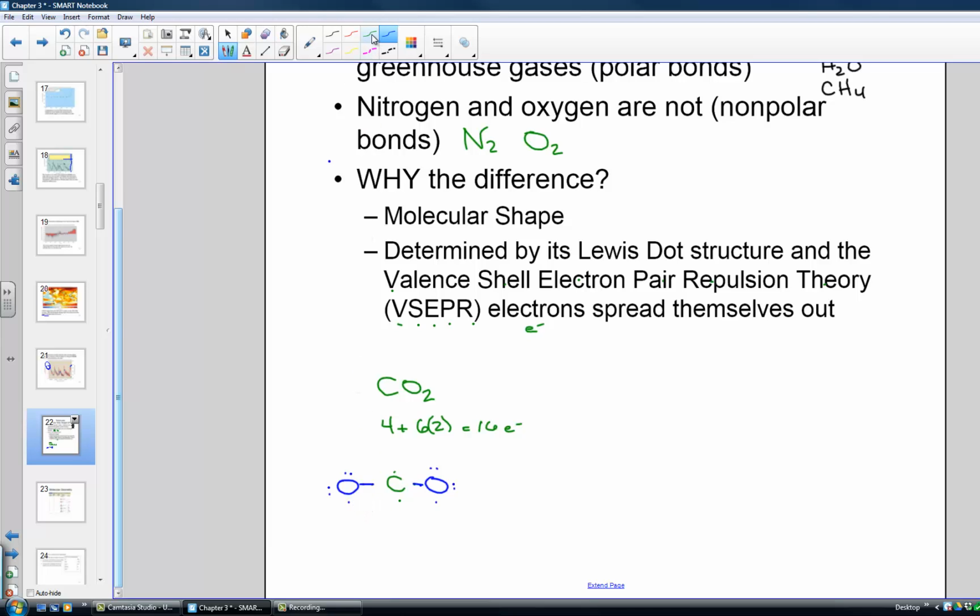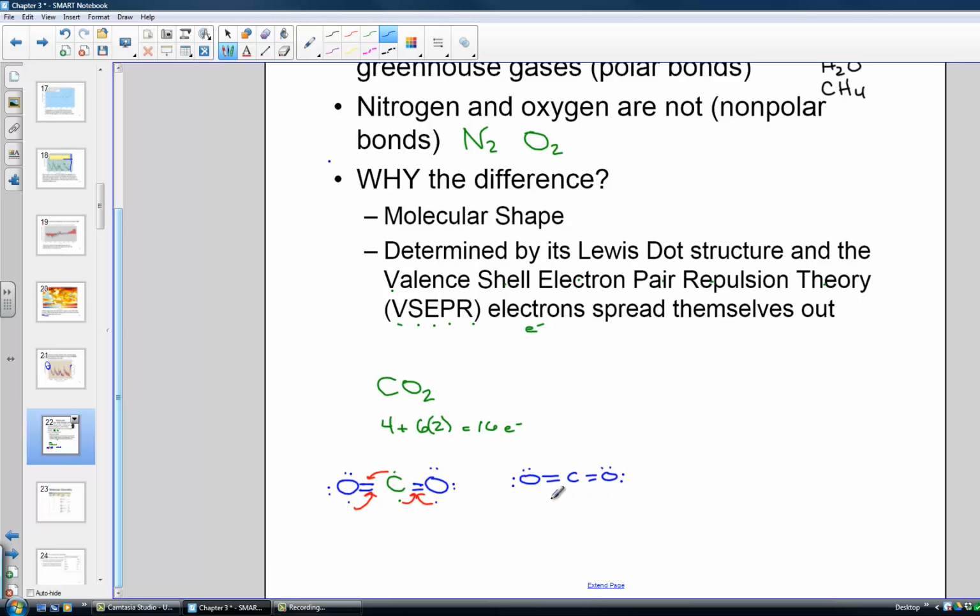So the best thing to do is to bring those into the center and share, making what's called a double covalent bond, sharing that pair of electrons. Cleaning that up, it was O double bond C double bond O, with 2 lone pairs on each outside oxygen. So that's a quick review of what we practiced in our last chapter.